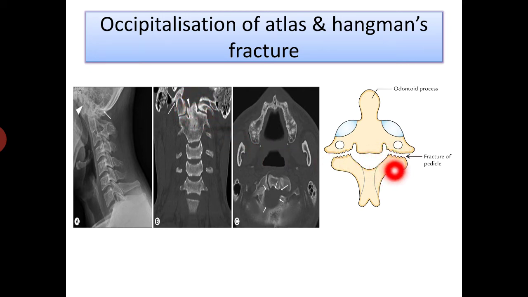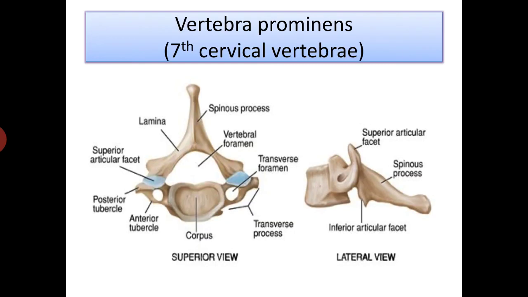Same here, what is the hangman's fracture? The fracture of the pedicle is called hangman's fracture, and that will lead to dilatation of the vertebral canal. So no compression on the spinal cord will be seen, but there is a dilatation. Okay, that will cause some irritation or nerve injury related to the spinal nerve.